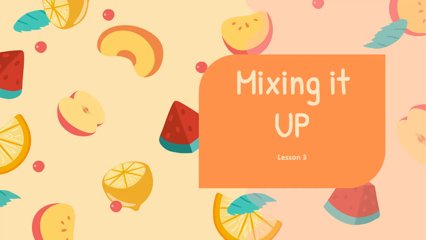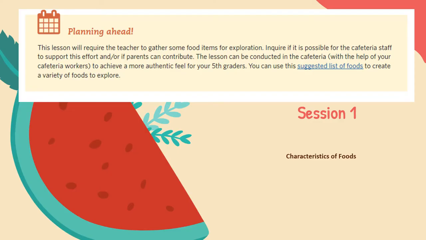Lesson 3 is called Mixing It Up. This is where things start to get a little more interesting in my opinion. In this lesson, students are going to explore the various physical and nutritional properties of different foods and continue to develop their model of the perfect snack for their first grade buddies. Or if they're working on creating a meal for their family, they're going to investigate the properties of different foods that they can use to make that meal.